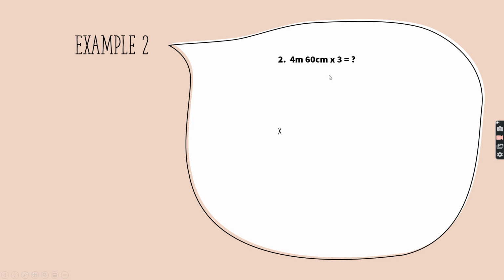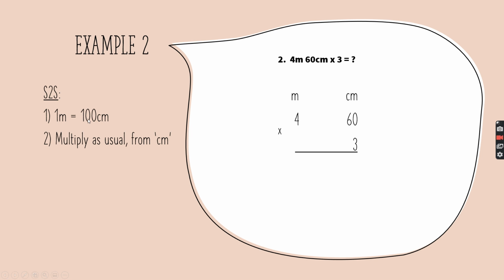Next example, 4 meters, 60 centimeter times 3. We write that in column format. So we have our meters right here and we have our centimeters right here. So 4 meters, 60 centimeter times by 3. Step 1 is 1 meter, 100 centimeter. We need to bear this in mind because we're going to use this later on. Step 2, multiply as usual from centimeter. So 0 times 3 gives us 0 and 3 times 6 gives us 18. So we have 180.